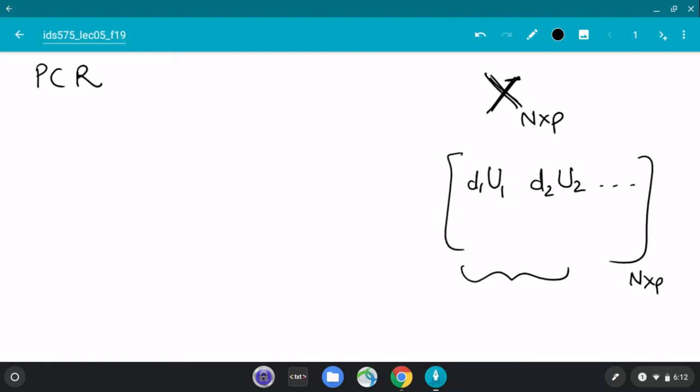I'll tell you what u's and d's are pretty soon. Okay, so actually u's and d's come from n times p, d is p times p, and then v transpose, which is p times p. Okay, so this is the singular value decomposition of the data matrix, right? These are called principal components. Okay, so these are just the same dimension. U, for example, has columns which are n dimensional, right? N length vectors.